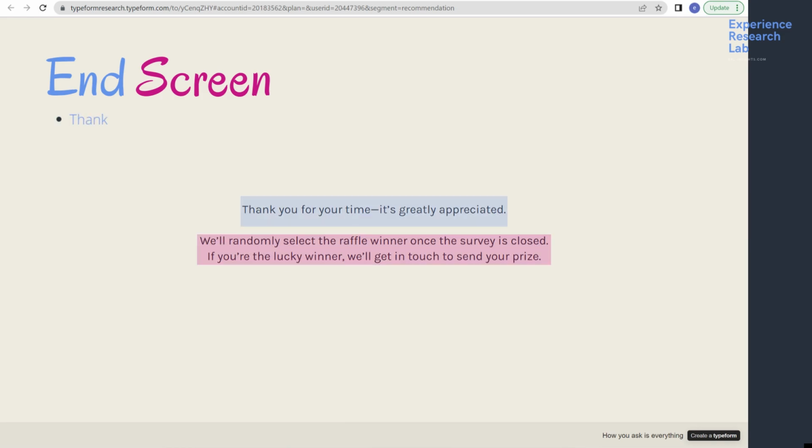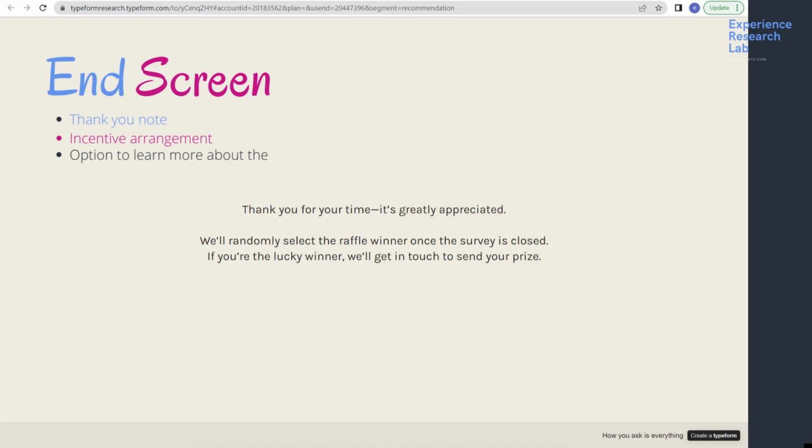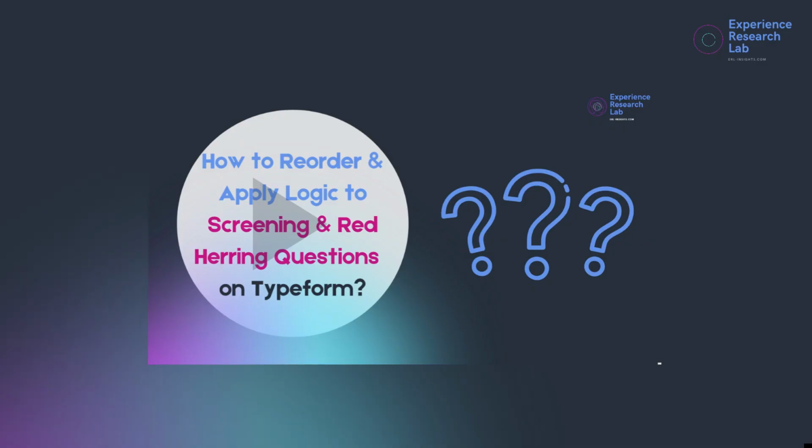In the first case, the end screen should thank the respondents for their participation in the survey. If there is an incentive offered, it should mention when and how the respondents will receive them. In the second case, the end screen should also explain why the respondents see the end of the survey. Since such a willingness to participate indicates interest, it is advisable to provide an option to learn more about the survey. In the last case, the end screen should at least provide an option to learn more about the survey.